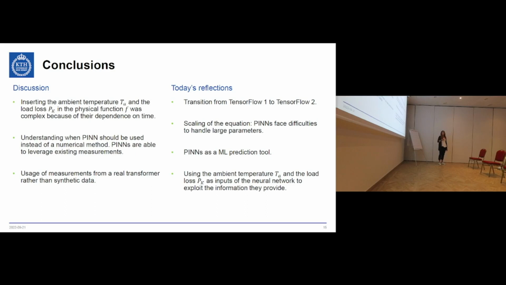Understanding when PINNs should be used instead of a numerical method: PINNs are able to leverage existing measurements, and I think it's important to analyze both the positive and negative parts of PINNs. It's a new method, so of course it's not going to substitute numerical methods, but I think it's interesting to analyze what they are doing. I think it's very cool that they're solving PDEs without us writing by hand what the solution is. And then there's the usage of measurements from a real transformer rather than synthetic data. That's also quite challenging because you're using measurements that might have noise, and it's not always straightforward to interpret the results when you have real measurements.